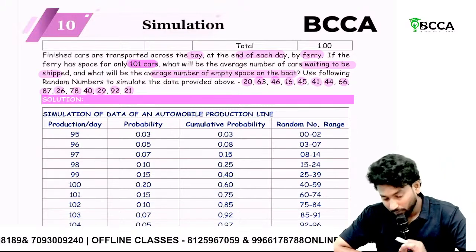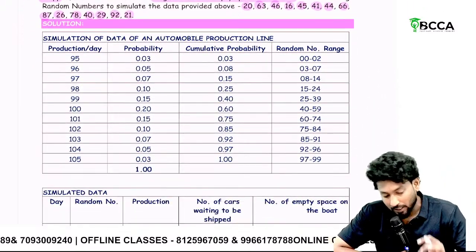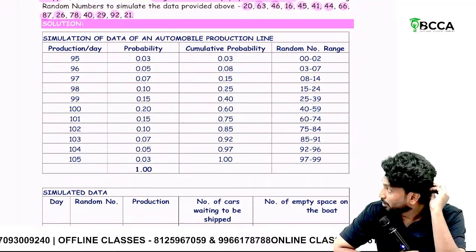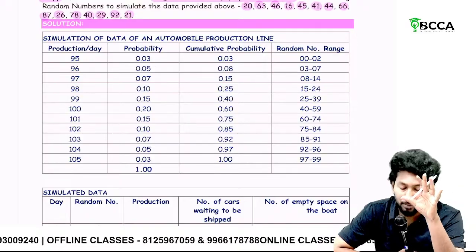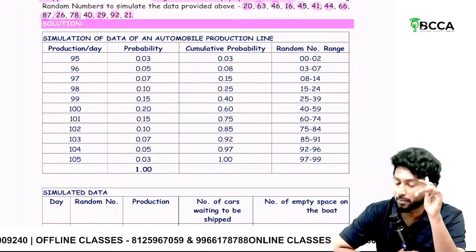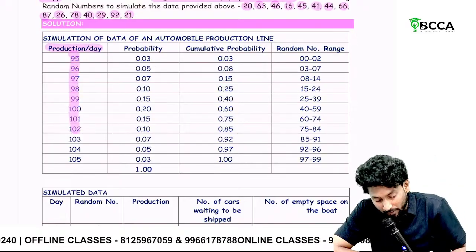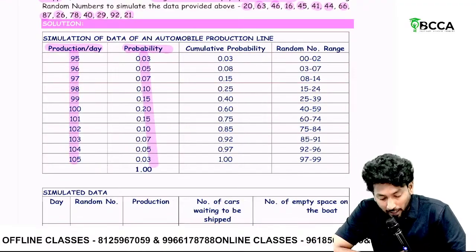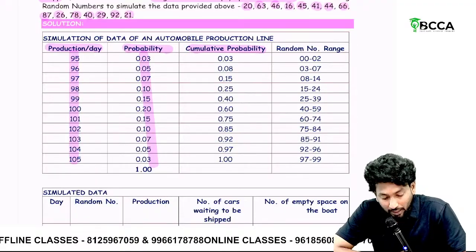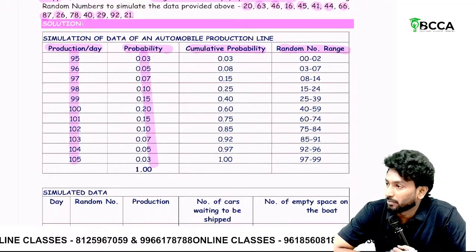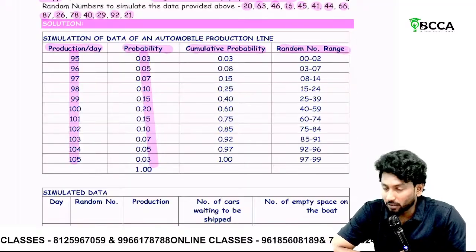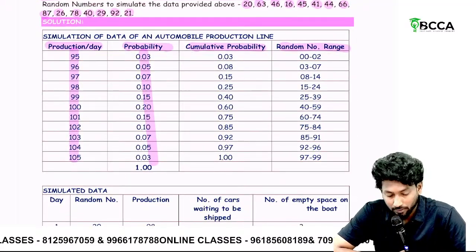So what is our step 1? The common steps: step 1 is creation of the random number range. Take the production values, then the probability values, write the cumulative probability, then the range. Write the range first of all, just do practice.